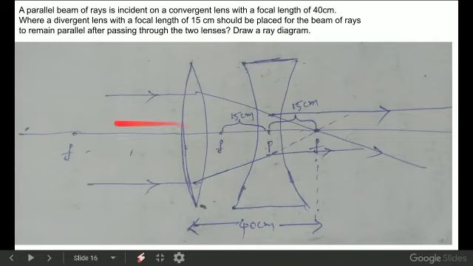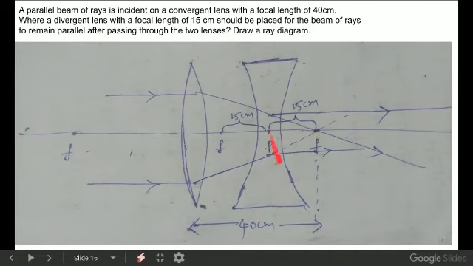Draw a ray diagram. See beta, parallel light rays are moving towards the converging lens of focal length 40 centimeters, and it is asking where a diverging lens should be placed beside this converging lens. When these light rays pass through the two lenses, they should remain parallel again. You all know that when parallel light rays are incident on the lens, after refraction they converge to its right side focus point.